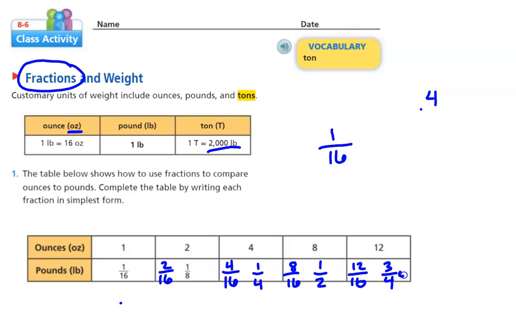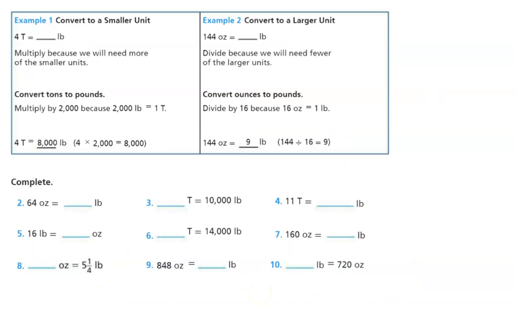So these are all basically what I would say are pounds. 8 ounces is 1/2 pound, 12 ounces is 3/4 of a pound, 1 ounce is 1/16 of a pound. So these are all your labels in pounds, okay? So now let's actually put that to some use and do some conversions here.